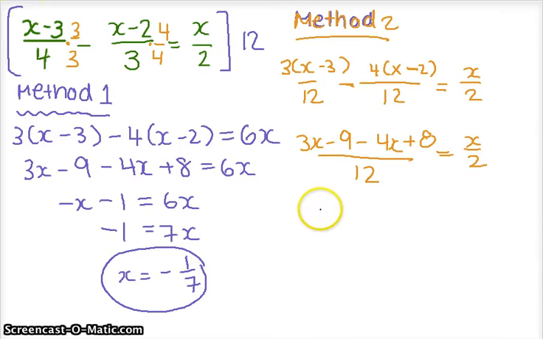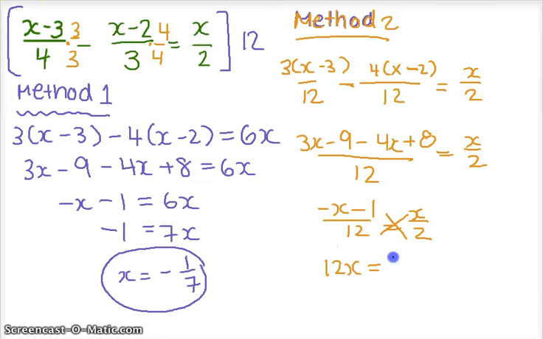Then we can still simplify this further. So 3x minus 4x is negative x. Negative 9 plus 8 is negative 1 over 12 equals x over 2. And now we've simplified both sides of the equation, so we're just going to cross multiply this. So then we have 12x equals 2 times negative x minus 1. So we have 12x equals negative 2x minus 2.